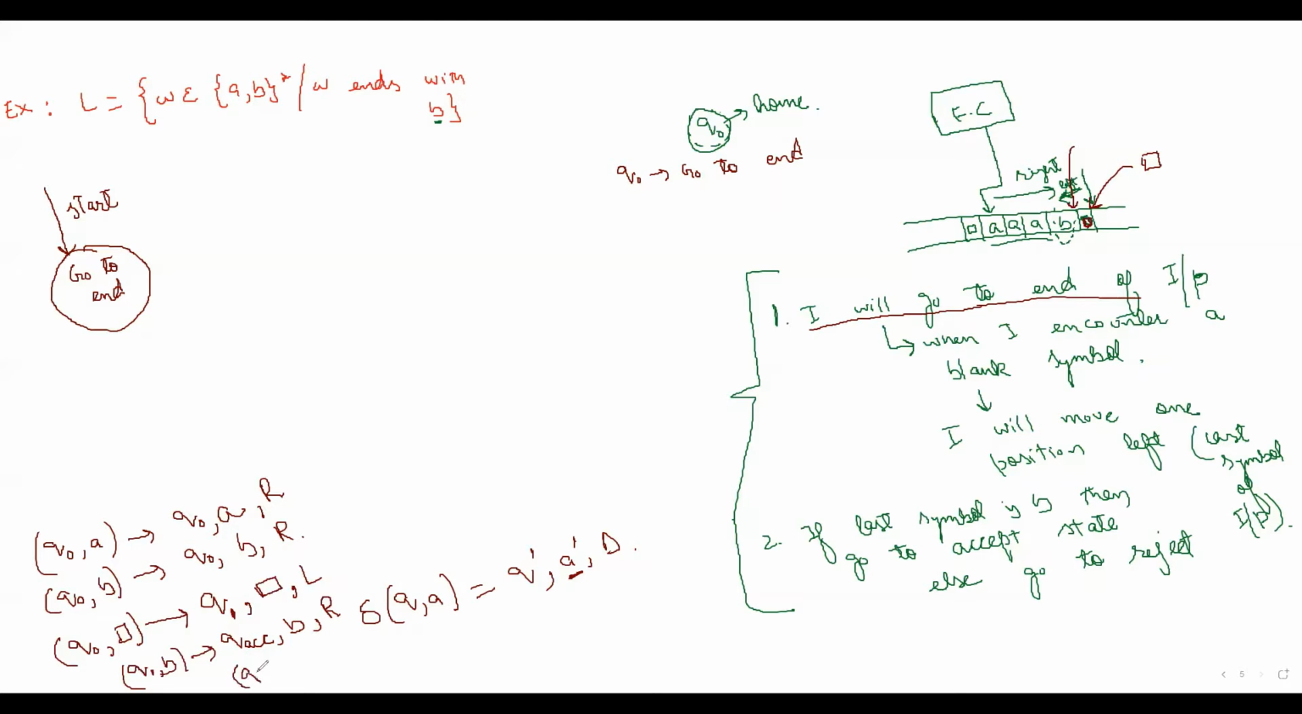However, if there is something else at the end, something else means that if there is A, because there are only two possibilities, A and B, then I should go to the Q reject. And I should keep A as it is, and I can move in any direction, left or right.